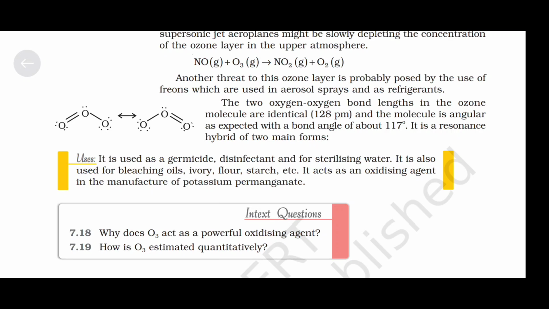The two oxygen-oxygen bond lengths in the ozone molecule are identical, 128 picometer, and the molecule is angular as expected, with a bond angle of about 117 degrees. It is a resonance hybrid of two main forms. Uses: it is used as a germicide, disinfectant, and for sterilizing water. It is used for bleaching oils, ivory, flour, starch, etc. It acts as an oxidizing agent in the manufacture of potassium permanganate.